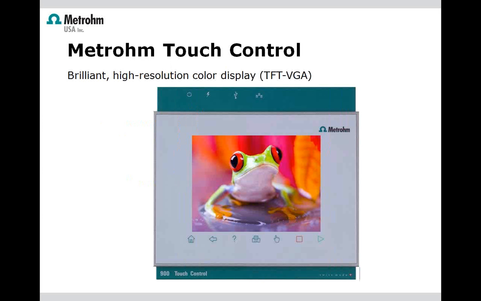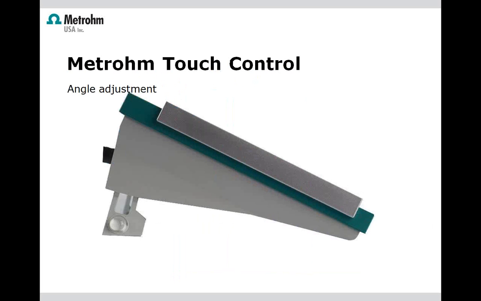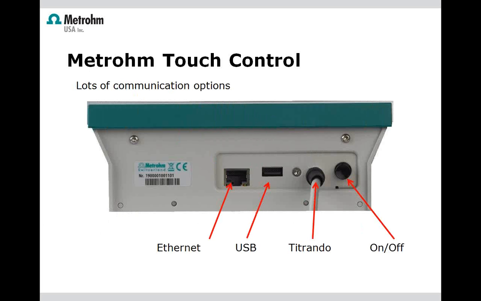This is an actual display of a picture on the 900 touch control, and as you can see, it has a very high resolution. The touch control can be adjusted to different angles so that you can better view the display. At the back of the touch control, you have a port for connecting your USB memory stick or your Ethernet cable to your network, and you're able to control your titrator from this controller cable, and this is where you turn the unit on and off.